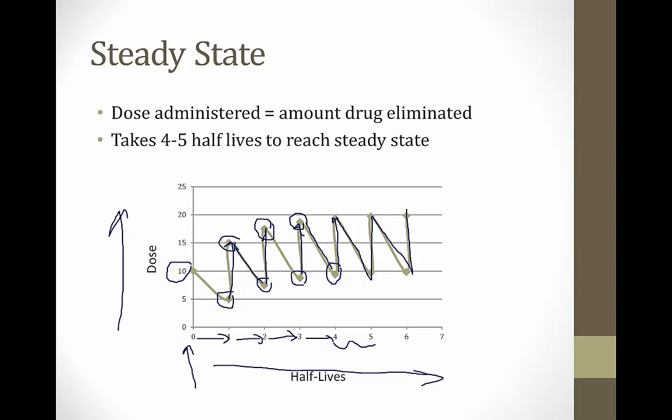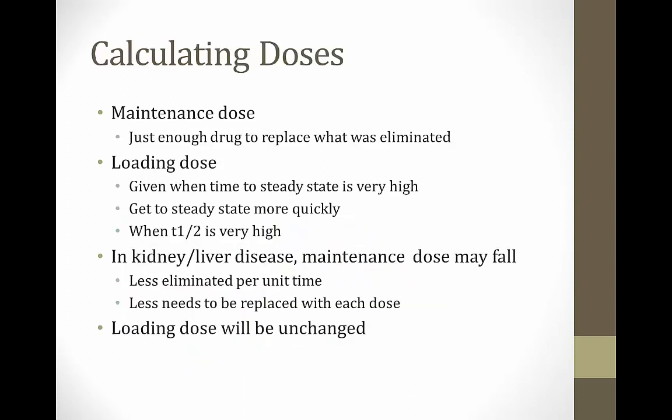So it's very important you understand this chart, and it's very important that you understand that it takes 4 to 5 half-lives in order to reach steady state when you're giving a repeated dose of the same amount to a patient over time. Now let's talk about how you calculate dosages of medications using things about the medicines like their volume of distribution and their half-life.